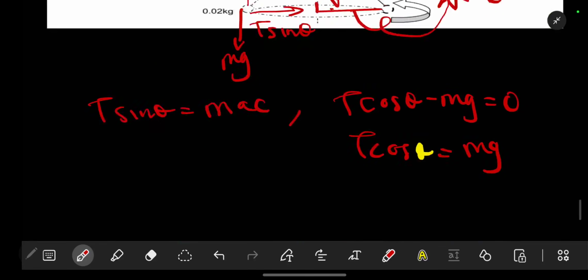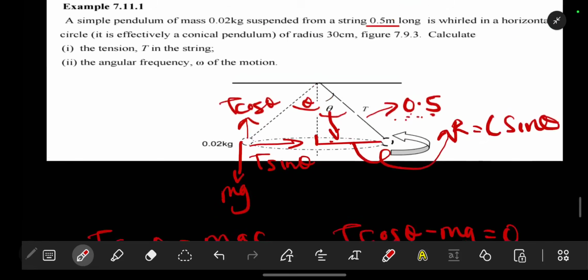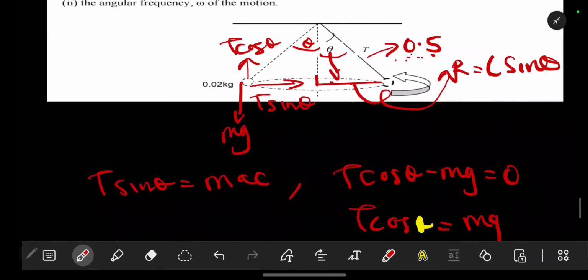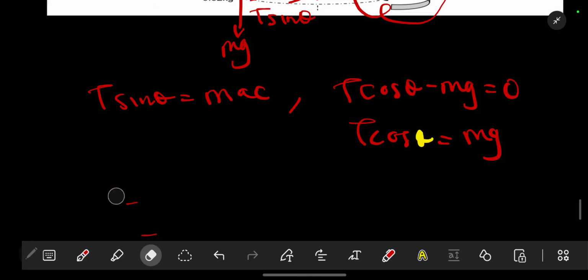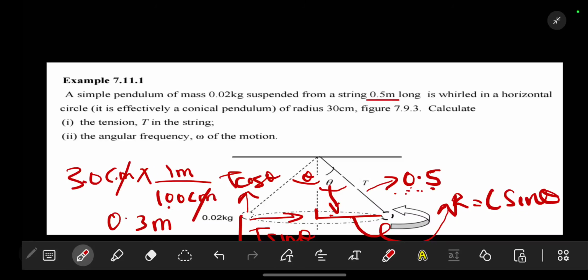Let's find what r is equal to. So in this case, r is equal to L sine of theta, and L is equal to 0.5. Okay, but we have been given the radius, so why are we even bothering ourselves? The radius is given as 30 centimeters, and converting to meters, since there are 100 centimeters in 1 meter, you put the centimeters down, then cancel the units. It will be 30 divided by 100, which is 0.3 meters.